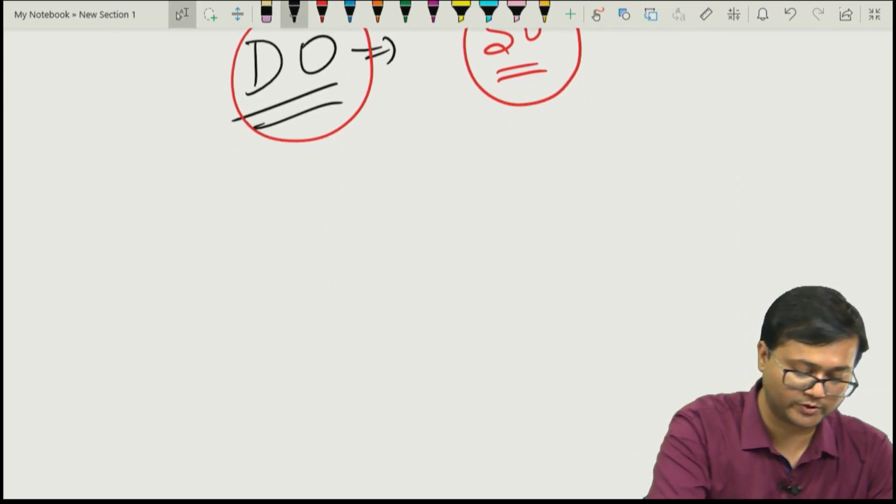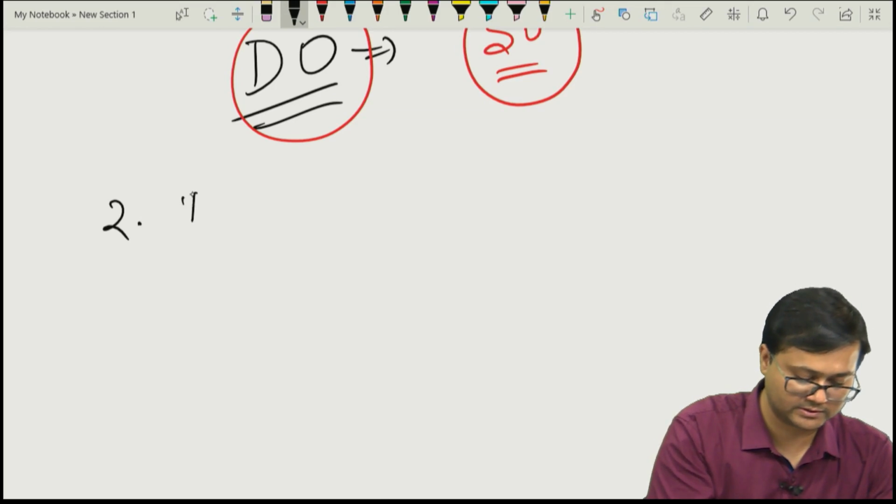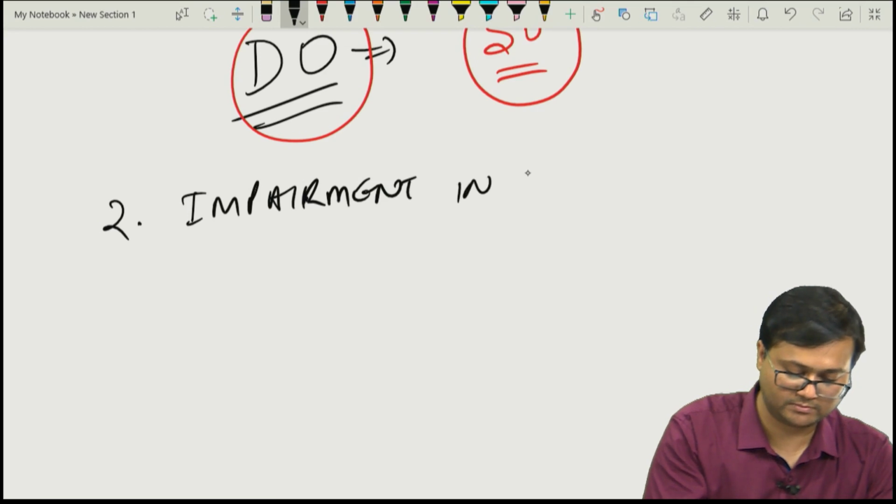Then the second important SLD is impairment in mathematics.